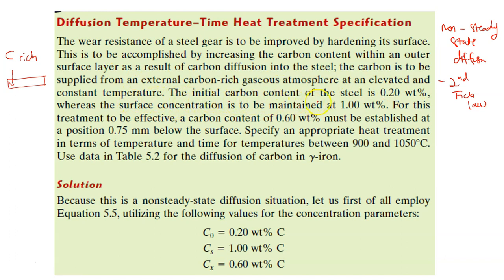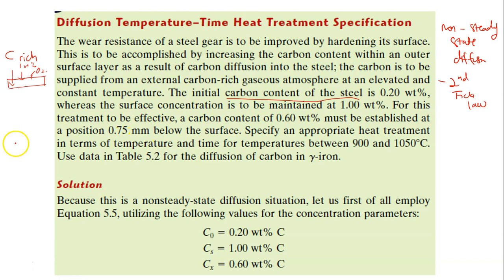So the initial carbon content of the steel is 0.2 weight%. So the initial carbon content here, C0, is 0.2 weight% in the steel. Okay, whereas the surface concentration, on the surface itself, is 1 weight%. For this treatment to be effective, a carbon content of 0.6 weight% must be established at a position 0.75 mm below the surface.